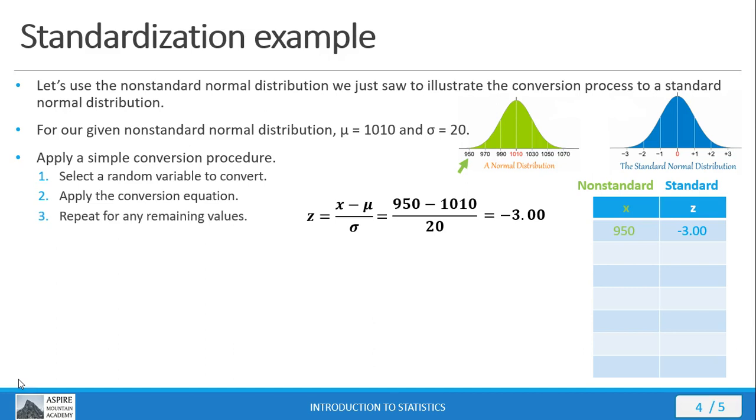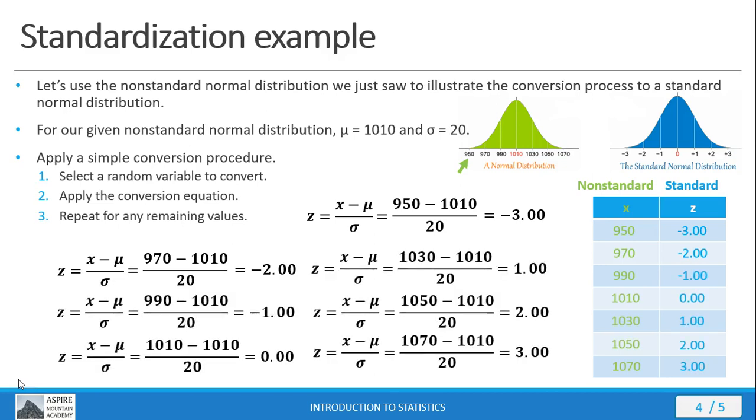Then I repeat that for as many other values as I want. Let's just go down the line. The next value listed on our non-standard normal distribution is 970. Again, I take my z-score equation and plug my numbers in. Now I've got 970 instead of 950, and when I calculate this out, I get -2. I put -2 in my table. Next, we have the rest of the values, and so it goes. I can continue and do the math for each of those individual values and convert them into a standard normal distribution. And that's really all there is to it.